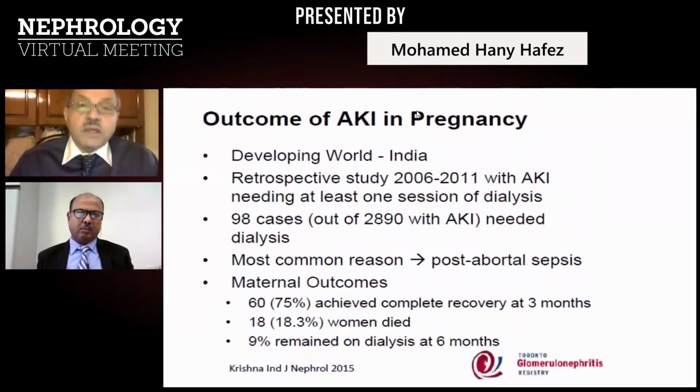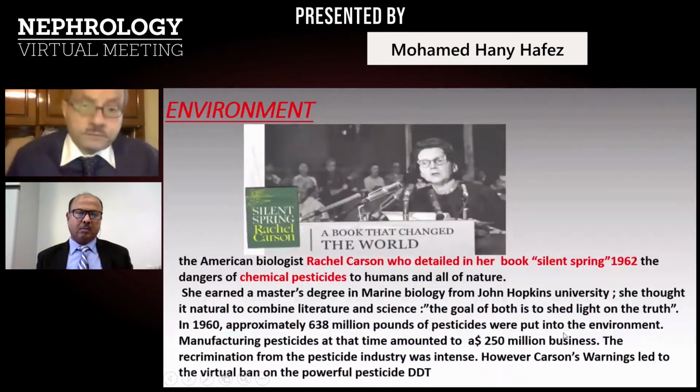And the outcome of AKI in pregnancy: a retrospective study, again coming from India, 2006 to 2011, looking at women needing at least one session of dialysis. 98 cases out of 2,890 needed dialysis, and the most common reason was post-abortal sepsis. And the maternal outcome: 65% achieved complete recovery, this is good, but 18.3% of the women died, which is again another catastrophe. Let's go now and go away from the science and think of the environment.